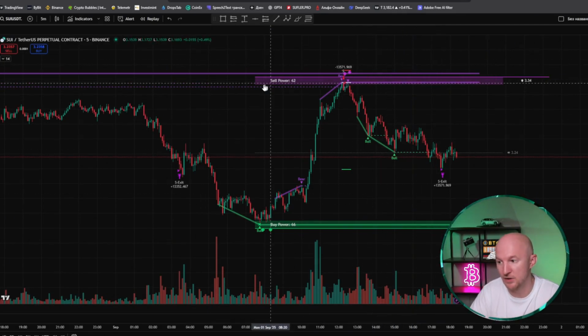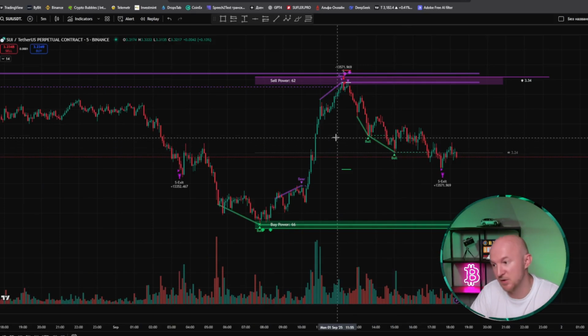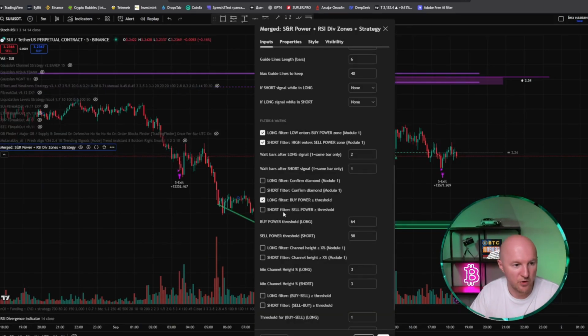Let me enable these functions in the strategy. Of course, I've already written them. Let's turn on the long filter threshold and short filter threshold. I've already set them up through trial and error to 64 for long and 58 for short. And I also enabled the function to wait for signal checks, filter checks, 2 candles for long and, well, 1 candle for short. So, there won't be any additional waiting. Let's see what this gives us.